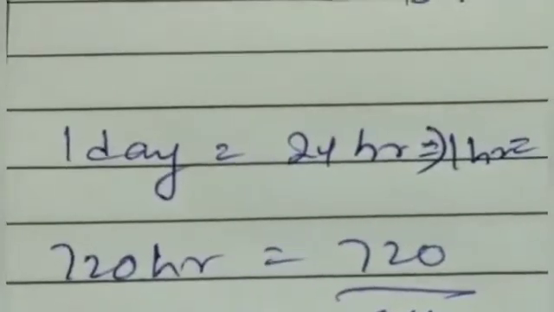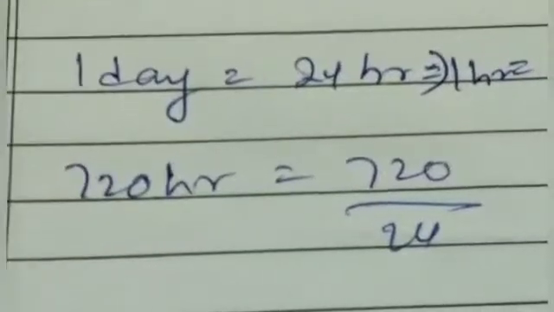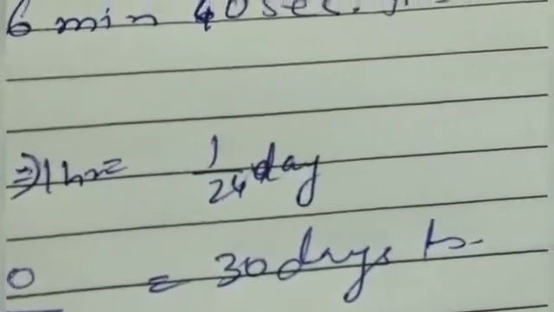Now let's see question number 6. So days are given and you need to convert into hours. So 1 day has 24 hours. From hours to days you have to convert, that is you have to divide by 24. 720 hours is given, so we have divided 720 by 24 and we are getting 30 days as answer.